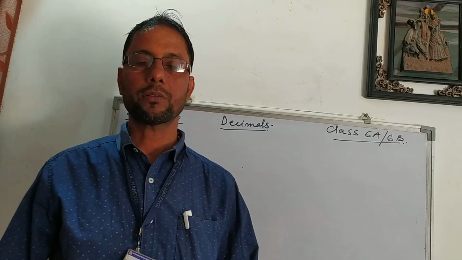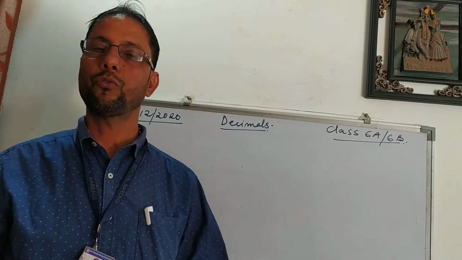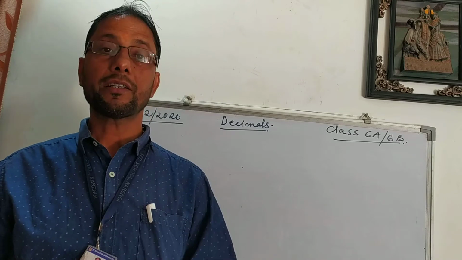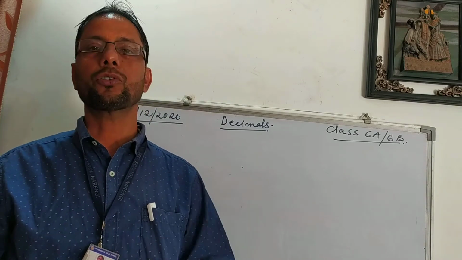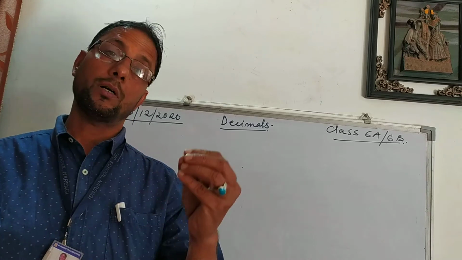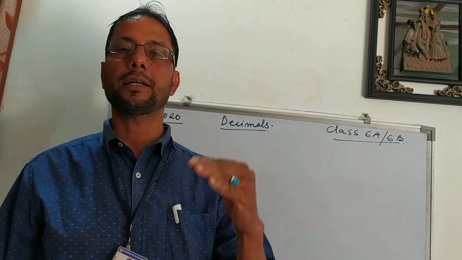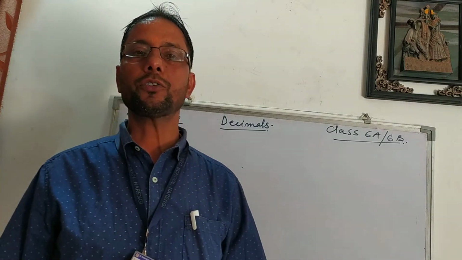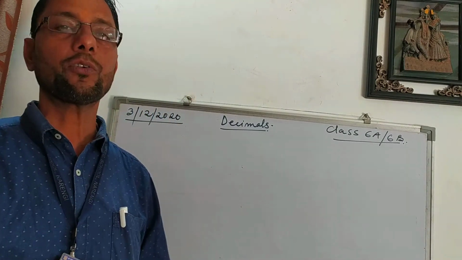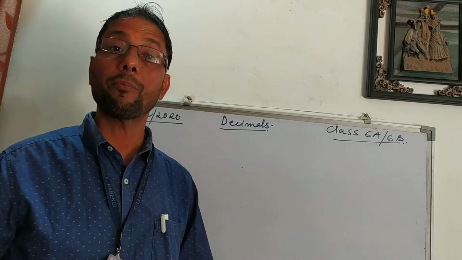Good morning, my dear students. In the previous class, we learned about the hundredth place of the decimal, how we represent the numbers, and how to express the decimal as a fraction, then into its lowest term. Today we will learn how we compare two decimal numbers. How can we compare the decimal numbers?